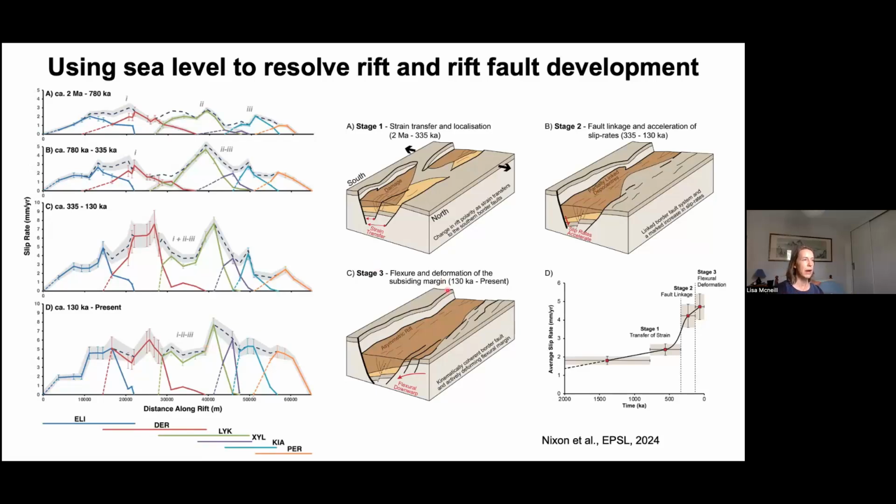And he also has some very nice cartoons that show how that rift structure has evolved, and the acceleration of rates of deformation that we're seeing in the last 300,000 years. And this would not be possible really without this sea level interaction giving us the timeline as we go through the sequence offshore.